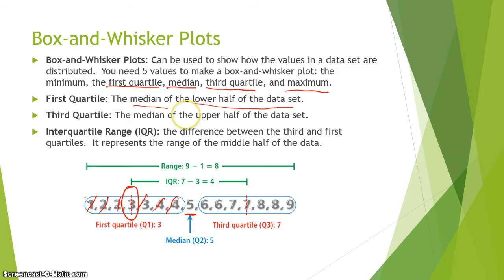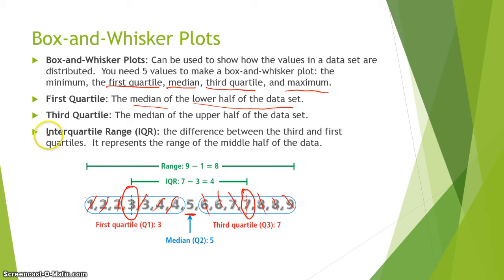Your third quartile is going to be the median of the upper half of the data set. So after finding your median and your highest value, from the median starting to the next value, you cross off each end. And here we have 7 as the third quartile, the middle value for your upper set of data.